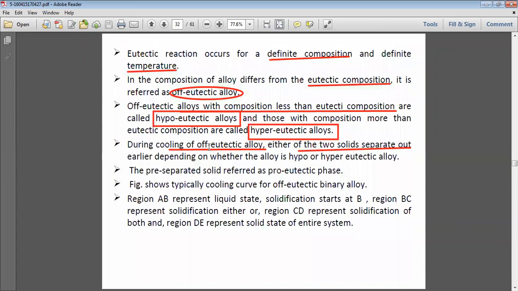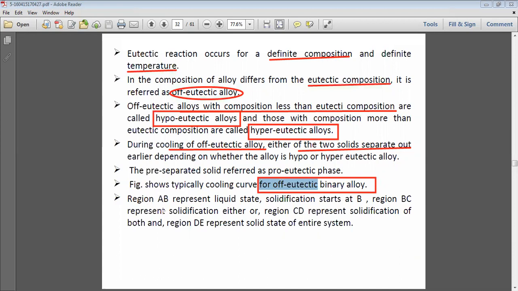The pre-separated solid is referred to as the pro-eutectic phase. So this phase, which is already separated at that point, is referred to as pro-eutectic. We are talking about this binary alloy.